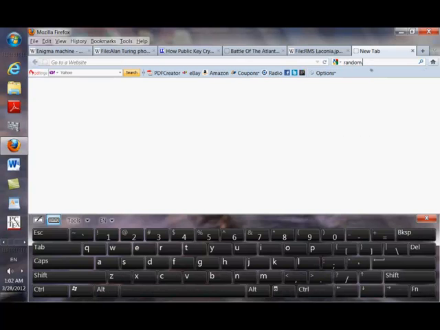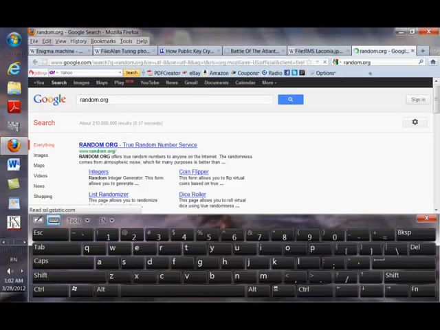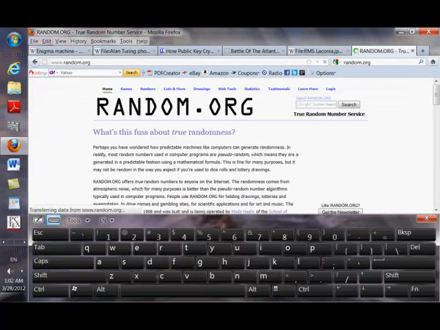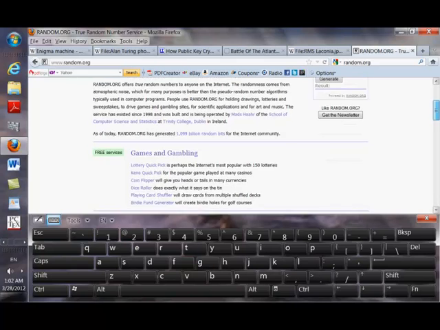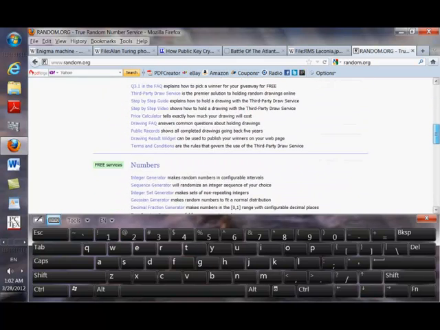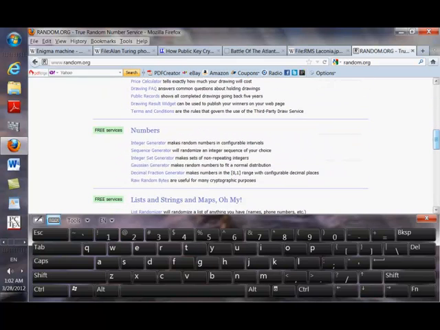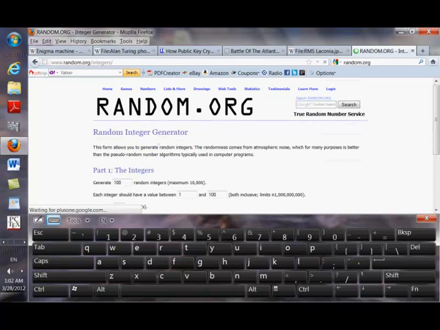Random.org, a random number service. If you go to this website, you can use this, or you can go further, scroll down and see numbers, integer number generator. So that's the one you want to use.